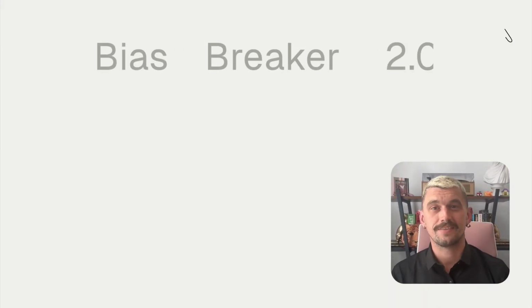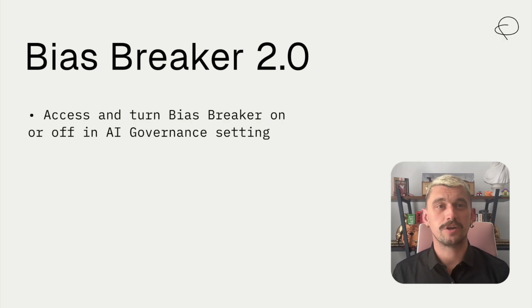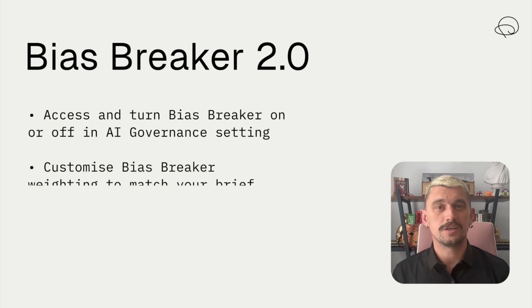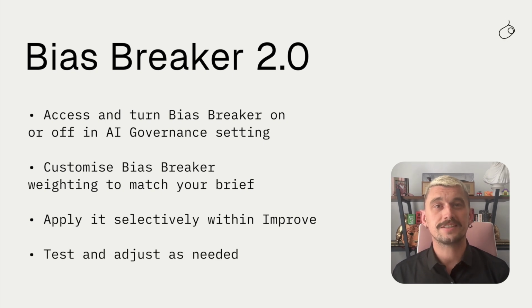So that's it, a quick look at how to use Bias Breaker version 2 inside the platform. Remember that you can access and turn Bias Breaker on or off in AI governance settings, customize Bias Breaker weighting to match your brief, apply it selectively within Improve, and most importantly, test and adjust as needed. Bias Breaker is here to drive inclusive and intersectional representation within your creative work.